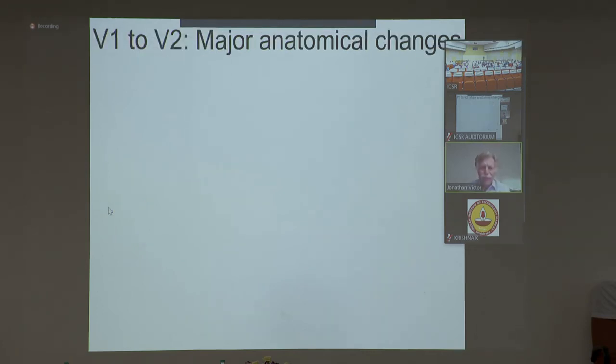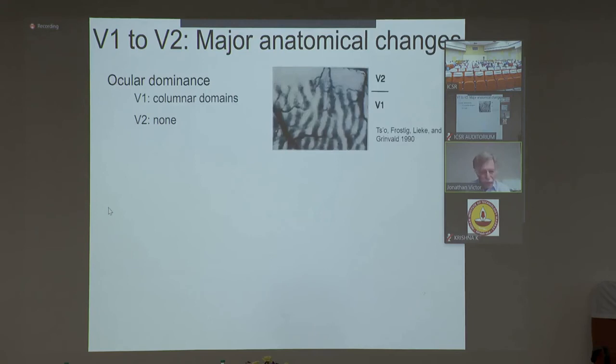When one goes from V1 to V2, the changes are really very dramatic. Here are the ocular dominance columns in V1. Neurons that respond to one eye form these light stripes, and neurons that respond to the other eye predominantly form these dark stripes. But at the border between primary visual cortex and secondary visual cortex, these domains simply go away.